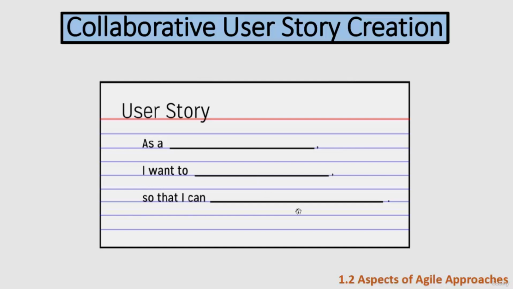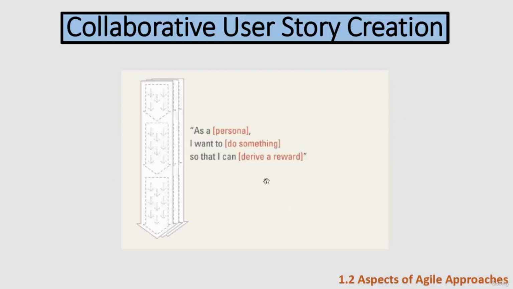So one requirement, for example: as a person who is preparing for the ISTQB exam, I want to study for the exam so that I can pass it. This is a requirement that is written in a user story format. So this is it: as a persona, I want to do something so that I can derive a reward.